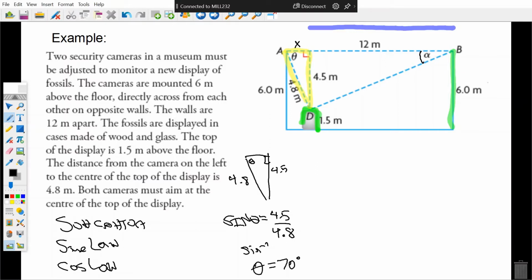I can find that using our same triangle we had right here, right? Now we know, let's try that again. We know this is 70 degrees now. We know the hypotenuse is 4.8. We'll call this side X. So adjacent and hypotenuse, right, means we can use cos. So I can go cos of 70 equals the adjacent X over the hypotenuse 4.8.